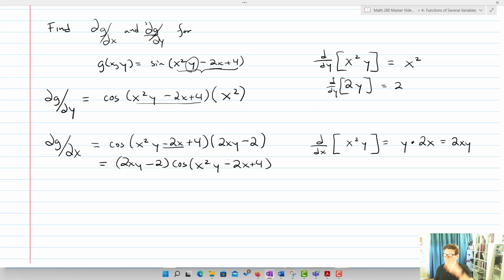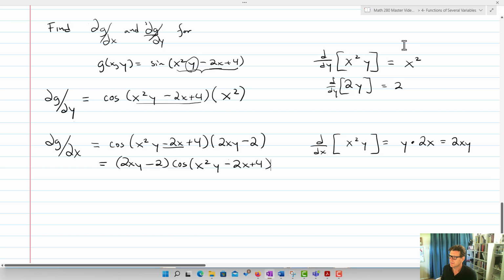So what you can see is that our rules for taking derivatives actually carry over. But now, when we take the derivative of the inside, we have to start treating the other variable as if it's a constant. And that's what we mean by treating the other variable as a constant.